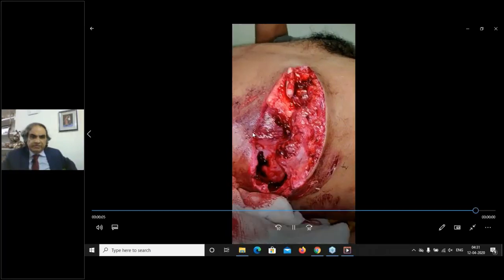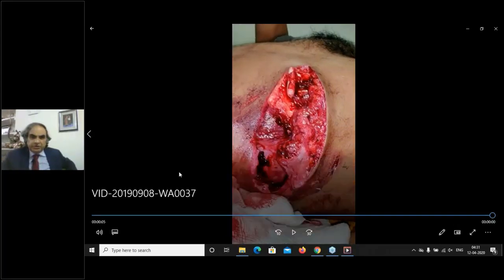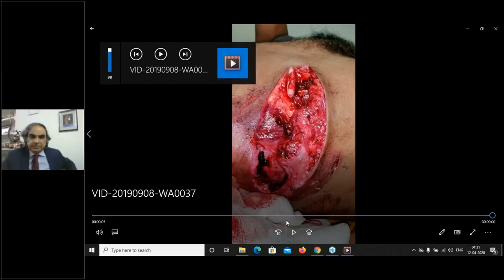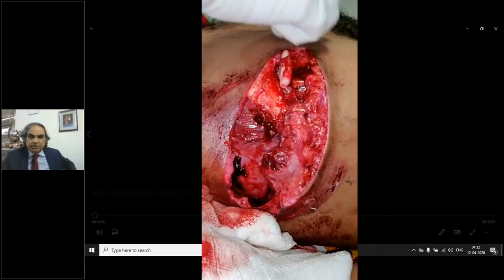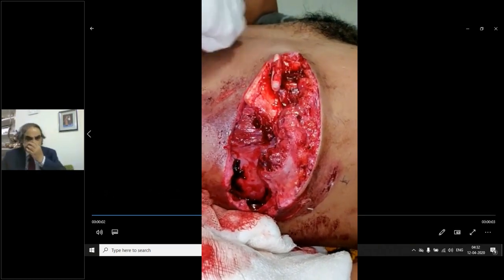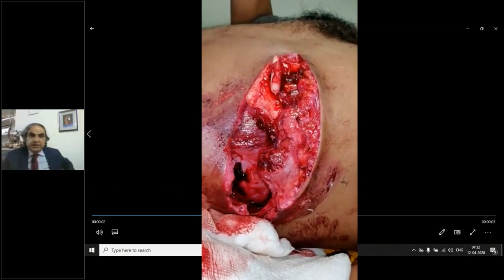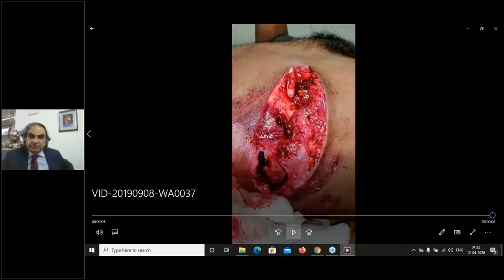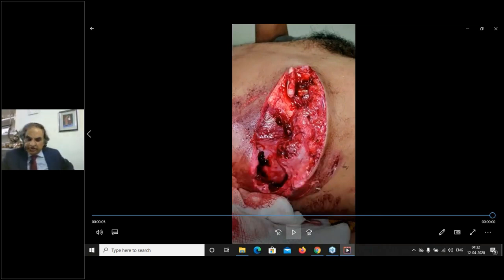Now, this is a case of polytrauma, and you can see the ribs there. The chest wall is all gone. Tell us about the management of this case.